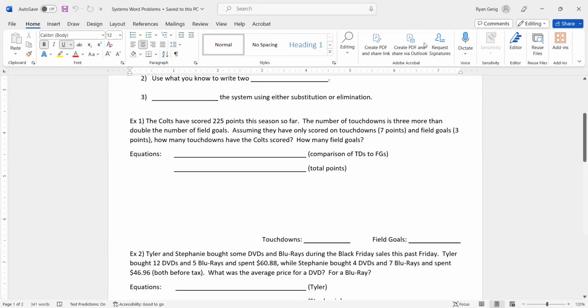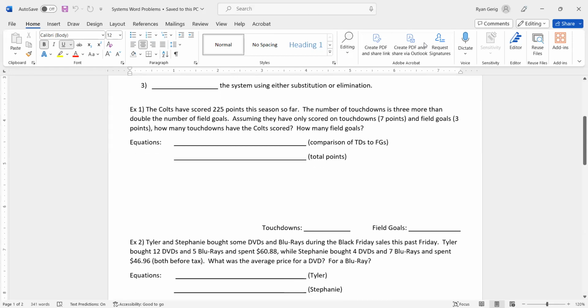Okay. So number 1, the Colts have scored 225 points so far this season. The number of touchdowns is 3 more than double the number of field goals. Assuming they have only scored on touchdowns, and I'm going to go ahead and tell you that those are 7 points, and field goals, which are 3 points, how many touchdowns have the Colts scored? How many field goals? So defining the variables, well, you can look at the question. This one's pretty easy. The 2 things we're looking for is how many touchdowns and how many field goals.